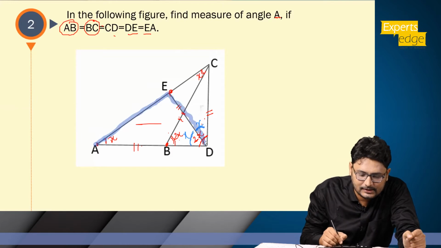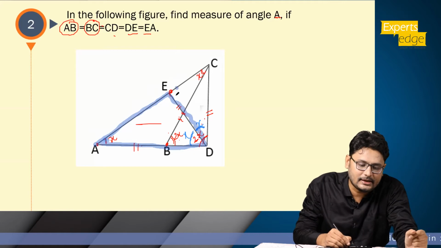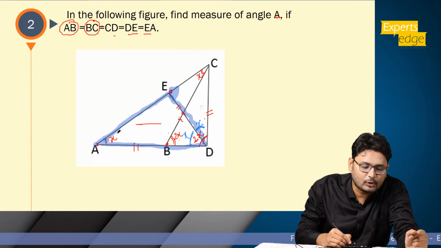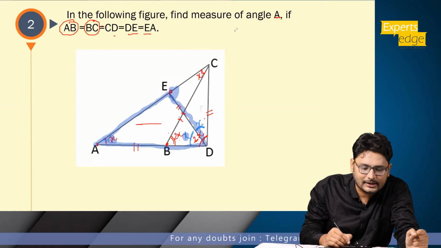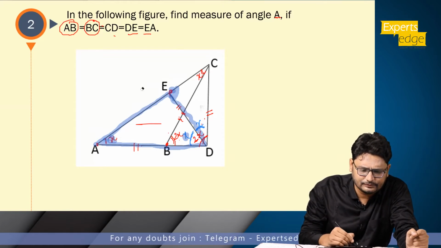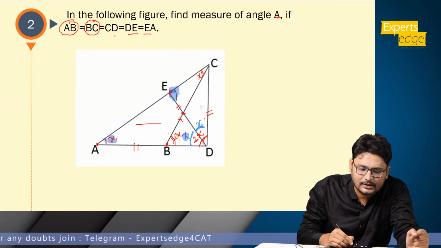Okay. So if this is x, I can say that in this triangle EAD, what will be its exterior angle? Its exterior angle will be angle CED, right? This one. So it would be nothing but the addition of this x and this x, right? So that exterior angle, that is angle CED, should be x plus x, 2x.